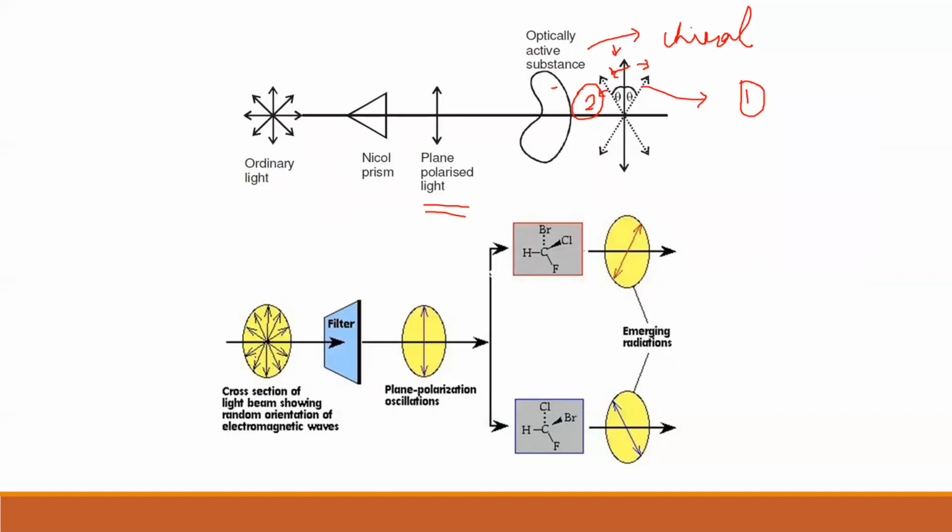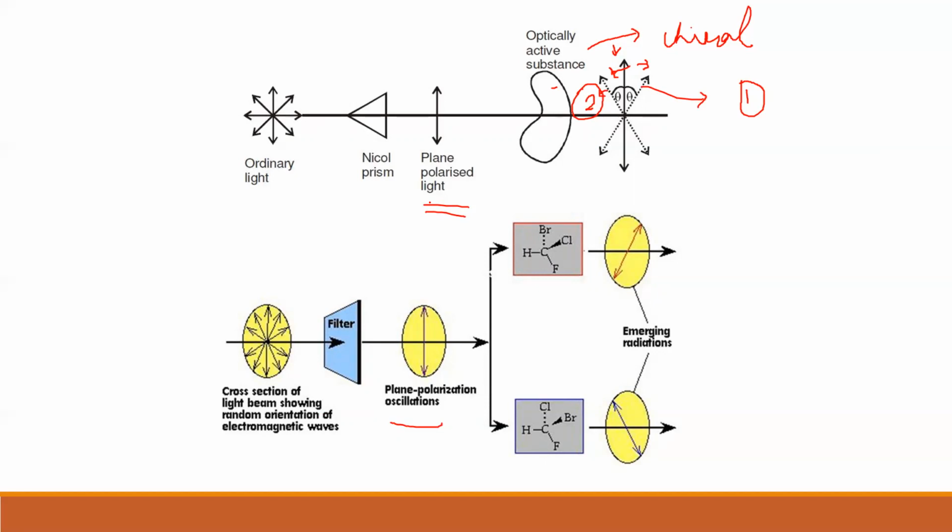So let us understand this once again with this diagram. This is a cross section of a light beam showing random orientation of electromagnetic waves. Clear? So they are oriented in different planes initially. When I pass it through a filter or a Nicol prism, then all the waves will vibrate in one single direction or one single plane. Clear? Such a light is called plane polarized light, as indicated here.